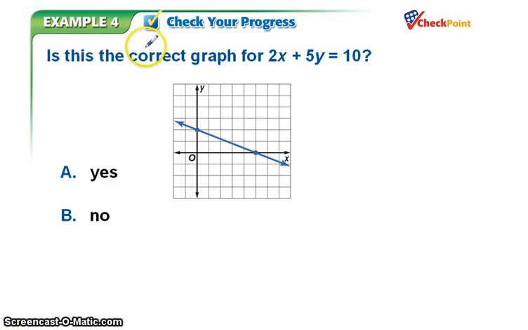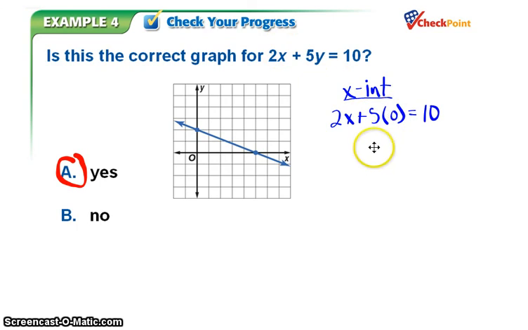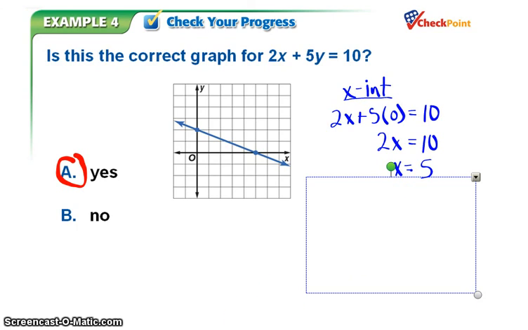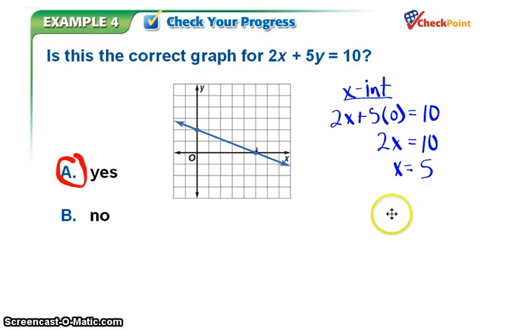All right, is this the correct graph for 2x plus 5y equals 10? Well, I think it's already written on your outline that it is, yes. I forgot to take that answer away. However, we have to prove it. If we want to find our x-intercept, we are going to make y 0. Simplify, get 2x equals 10. So x equals 5. Let's see, is that where it crosses the x-axis? 1, 2, 3, 4, 5. All right, our x-intercept is correct.